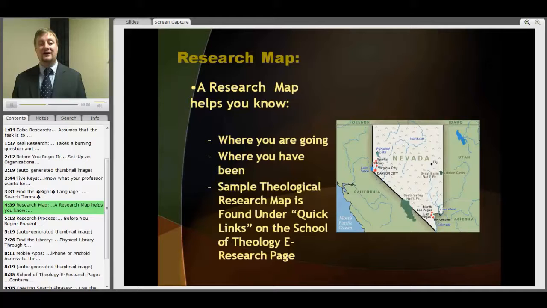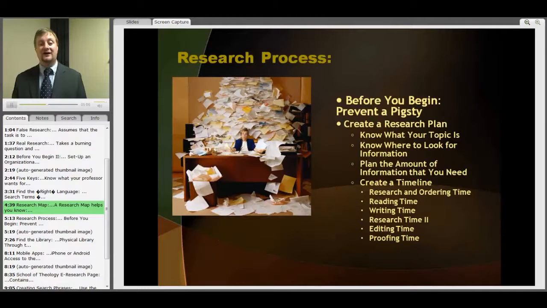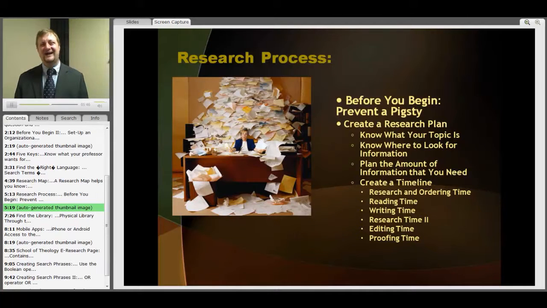Also, as you are engaging in the research process, you want to prevent a pigsty from happening. You want to prevent finding too much or too little information. So as you're creating your research plan, know what your topic is. It's not a good idea to come to the library and just say, well, I don't know what my paper is, so let me get a little bit of everything. Know what your topic is before you begin.